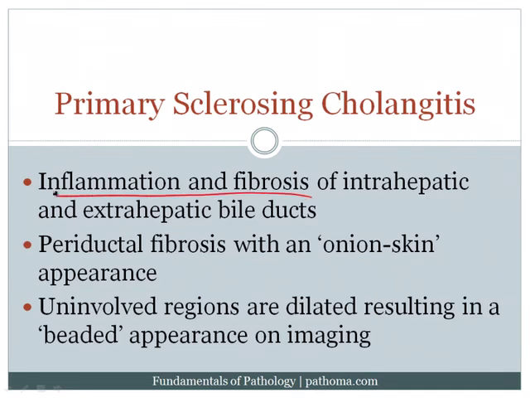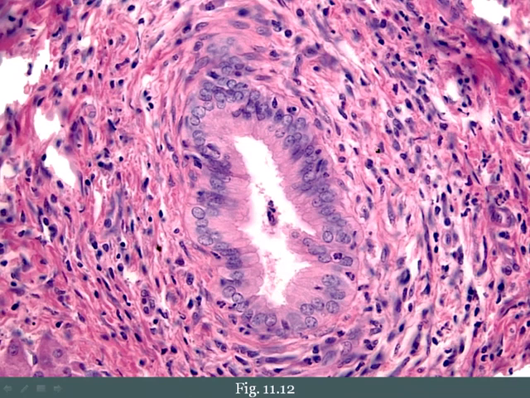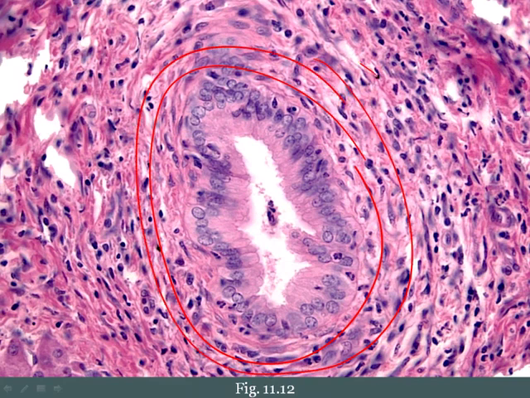Primary sclerosing cholangitis is a disorder in which you get inflammation and fibrosis of the intrahepatic and extrahepatic bile ducts. This results in periductal fibrosis with a classic onion skin appearance. Here's an image highlighting the periductal fibrosis. Notice that you've got all this fibrosis wrapping around this bile duct, and you can clearly see it's associated with inflammation. And so the characteristic is periductal fibrosis with an onion skin appearance.